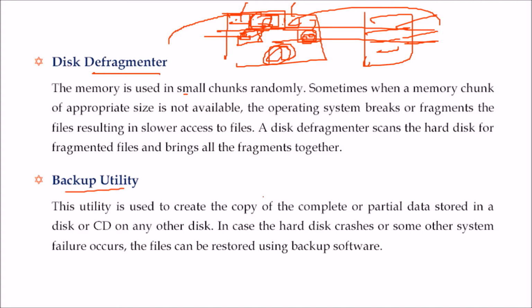Then the backup utility. What is backup utility? Most of the times, when you are working on important data, what happens if your disk fails? What happens if the system fails? Then there has to be some utility, so that whenever you are working on some system, the backup is there. If somehow this system crashes, there has to be some backup, and this backup utility does exactly that.